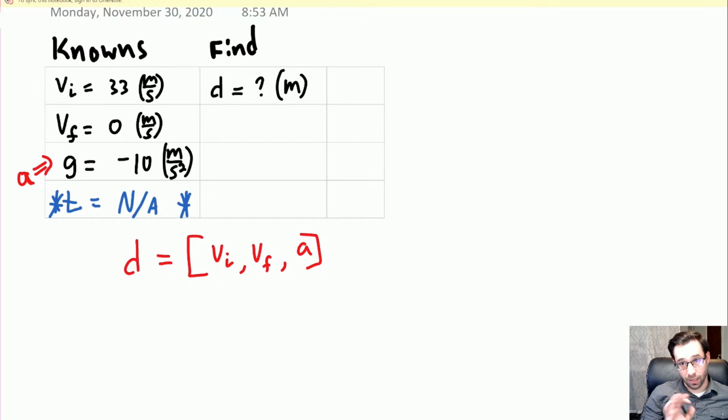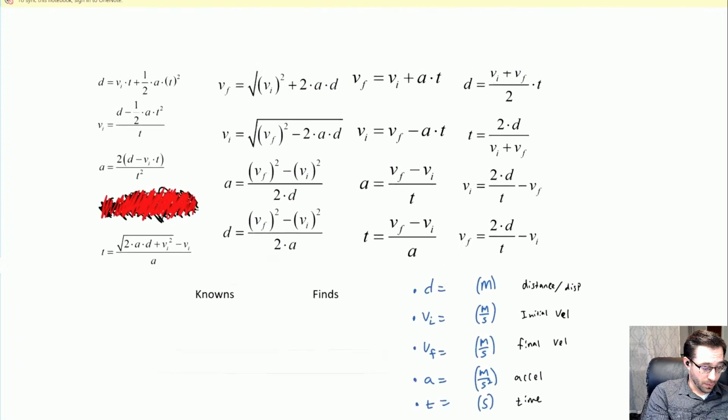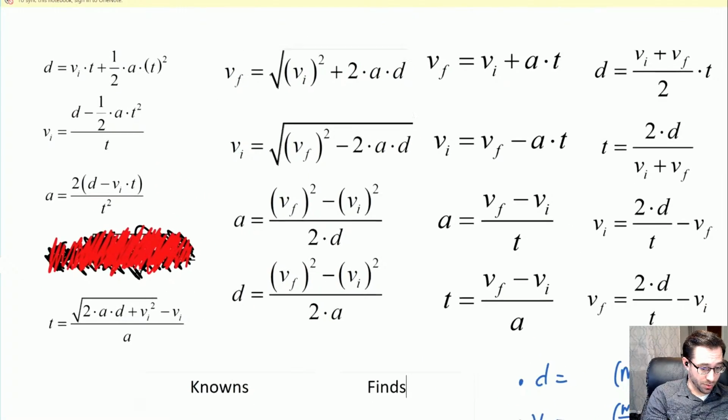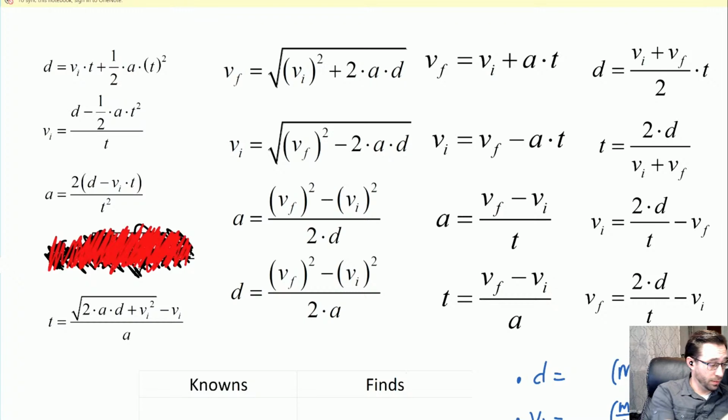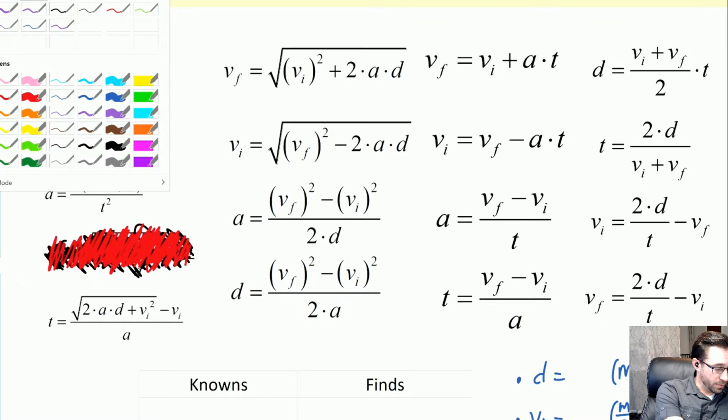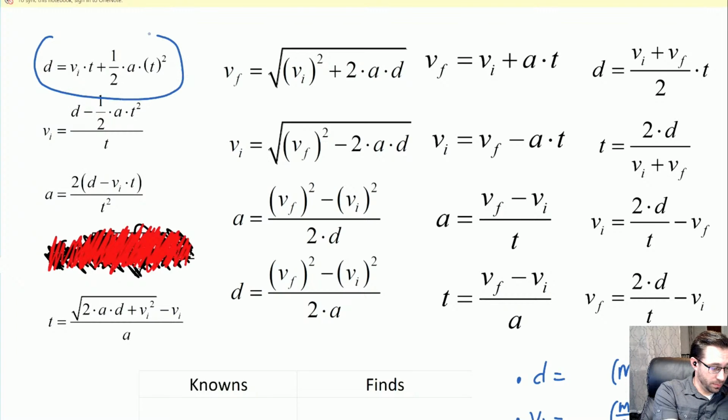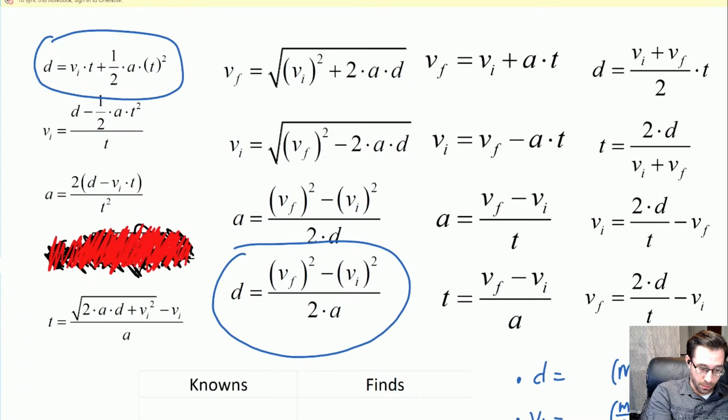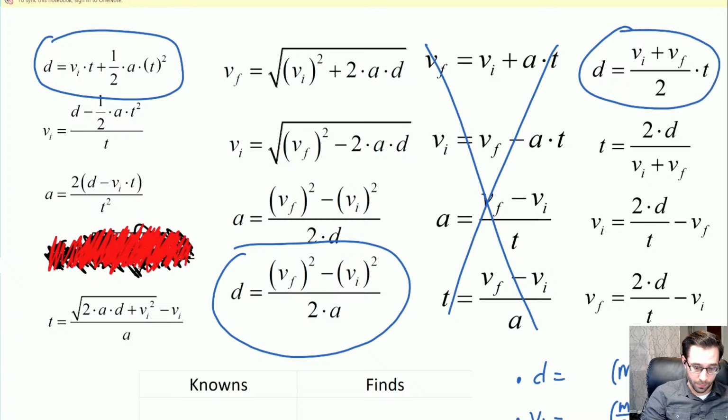Okay, I don't know anything about t, so any equation that has t in it, I can immediately cancel out. So it starts with D, has V sub I, V sub F, and A. So let's start off with just circling all the ones that have D equals. D equals, D equals. There's no D equals in this one. And then D equals here.